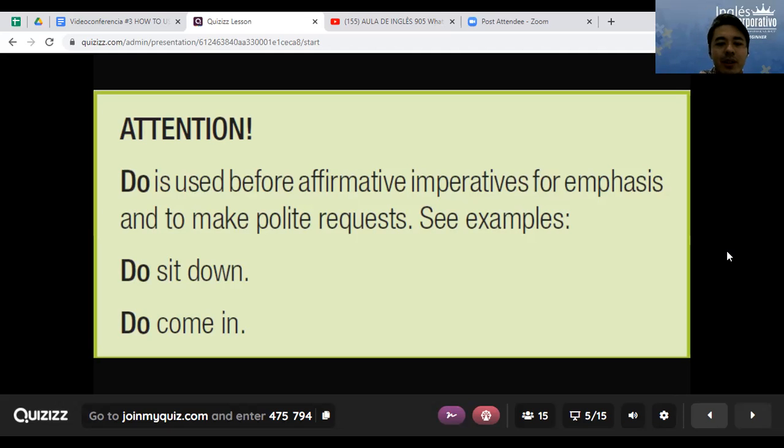Do sit down. Do come in, right? I can say come in, but a person might be reluctant sometimes maybe to enter a house or any other place, and I can say, do come in, please, right? So I'm just making emphasis on the fact that I really want you to do it, right? Do sit down. We don't have an equivalent for this in Spanish without the need of using another expression probably, but in English, this is the way we give emphasis to a sentence, right? Even if it's affirmative, we would use the auxiliary do.